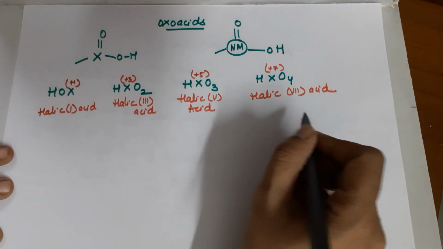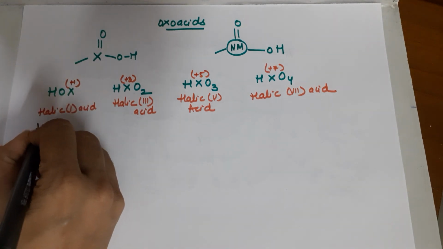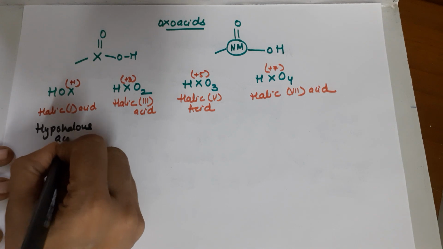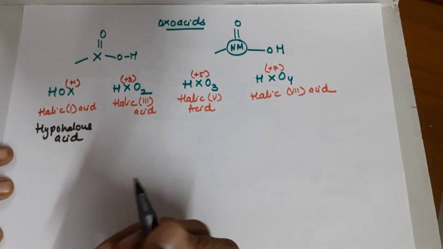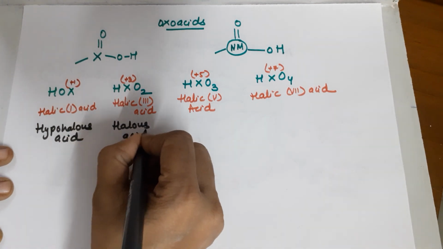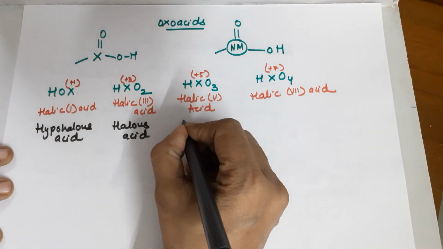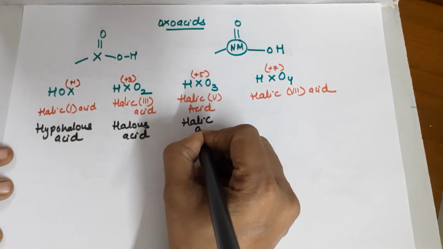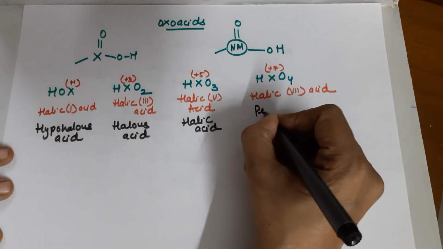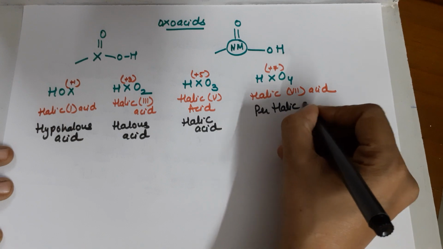The common names of them are, this is called hypohalous acid. When you have HOX, it is hypohalous. This is called halous acid, HXO2. HXO3 is called halic acid, and HXO4 is called perhalic acid.